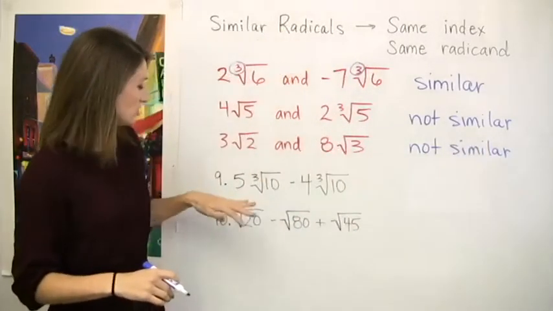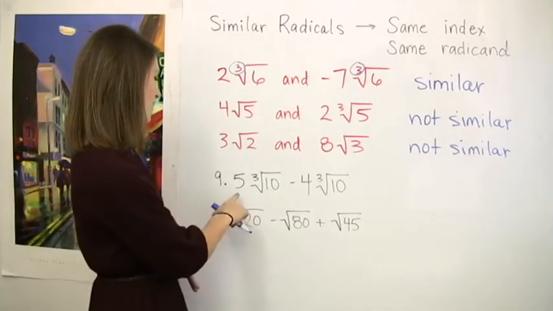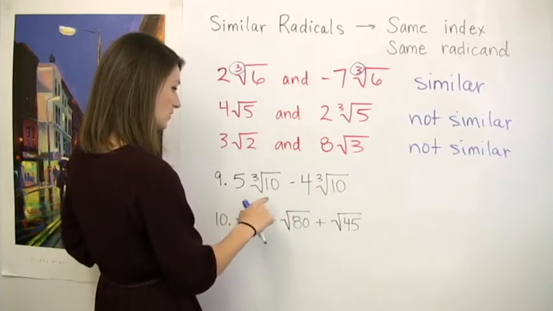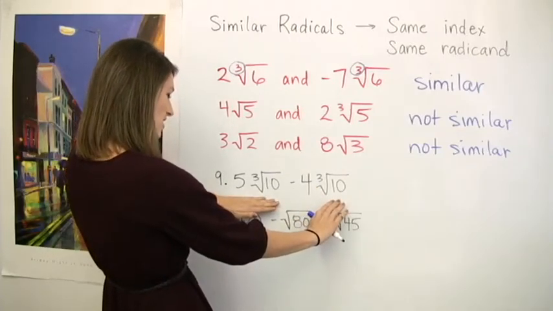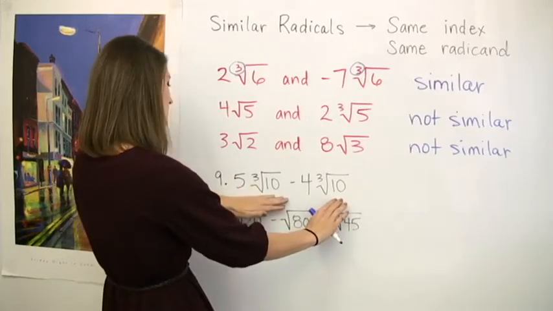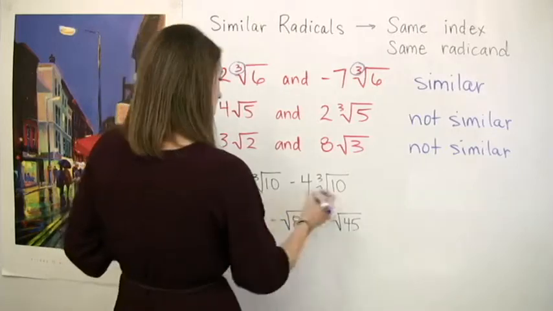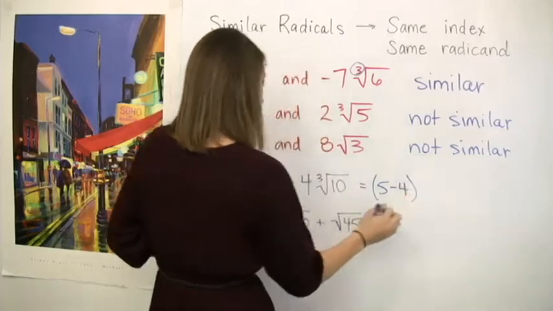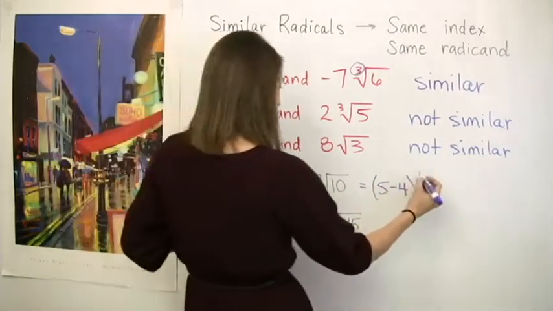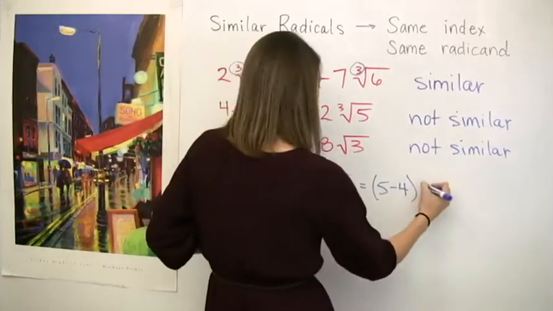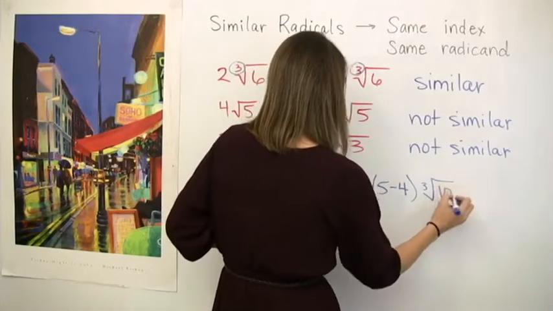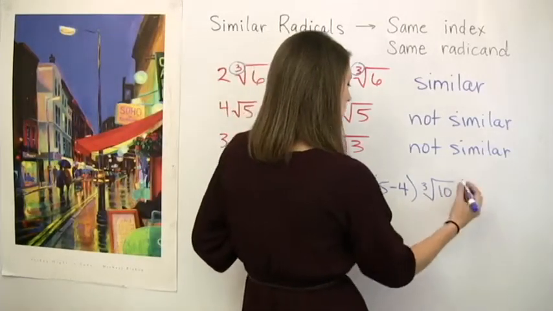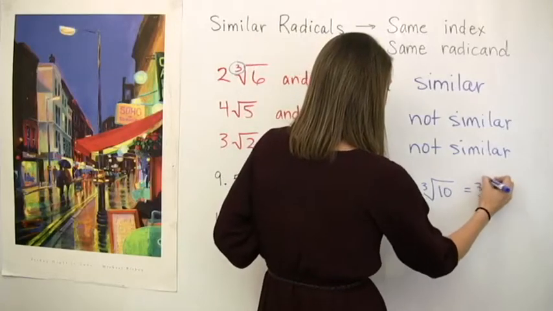So using this knowledge here, let's work these next two problems. We have 5 times the cube root of 10 minus 4 times the cube root of 10. So we look and we have two radical expressions here that have the same index and the same radicand. So we can apply our distributive property and rewrite this as 5 minus 4. So we're pulling out these numbers here, and that's going to be times the cube root of 10, since these are similar radicals. And so you simplify that. 5 minus 4 is 1, so our final answer is the cube root of 10.